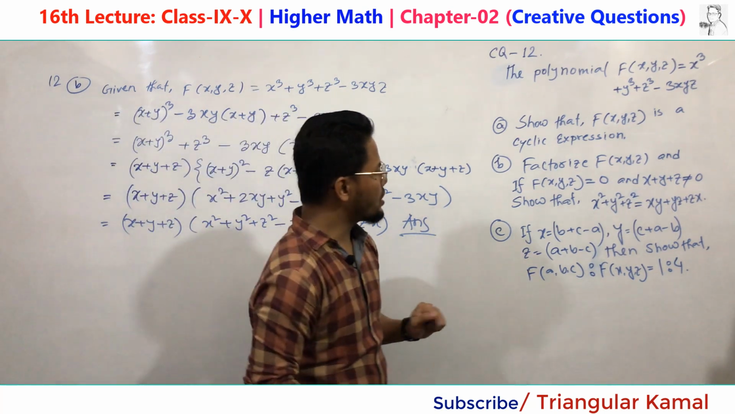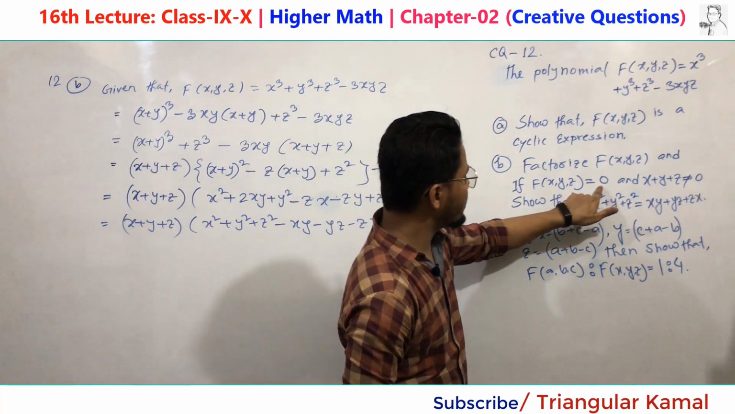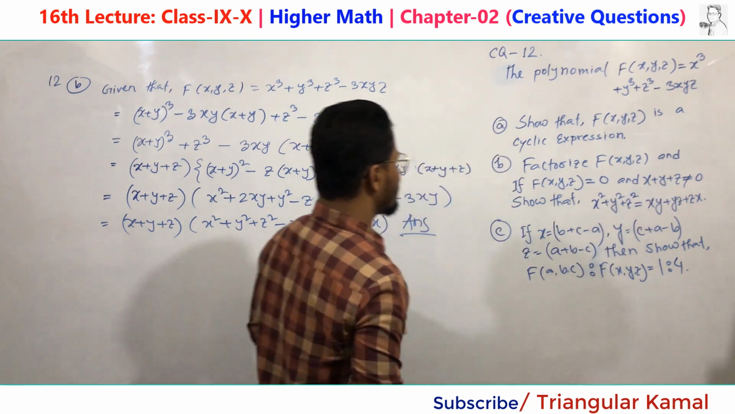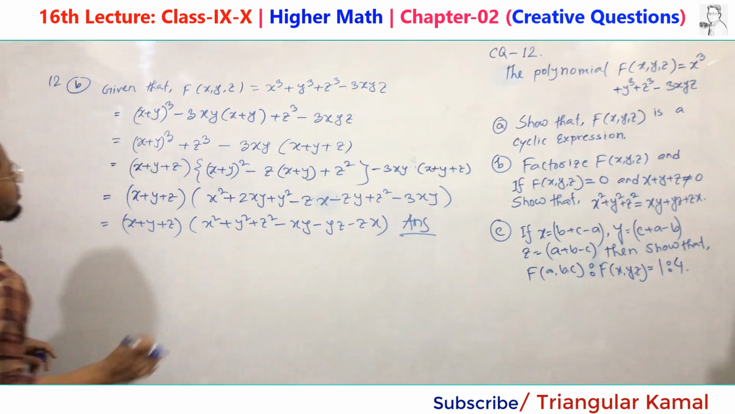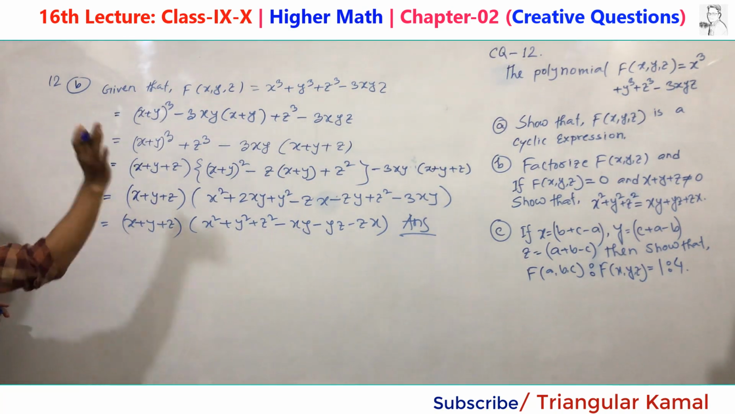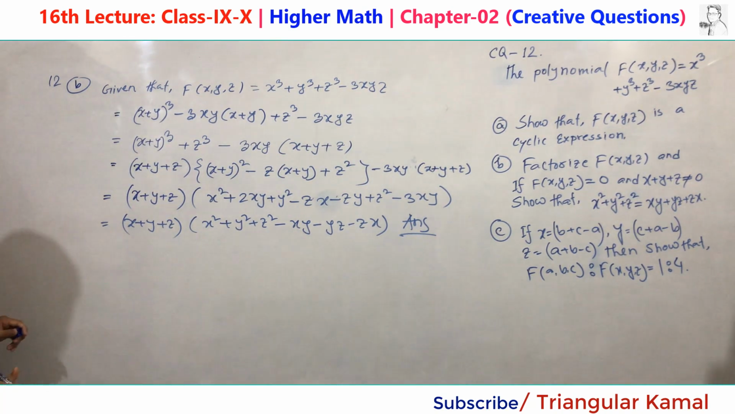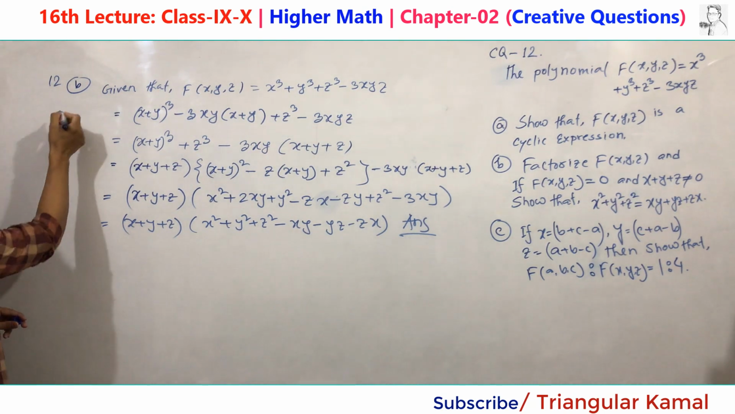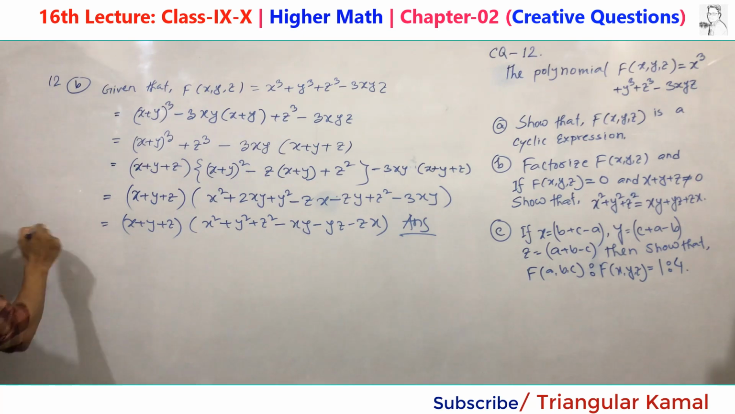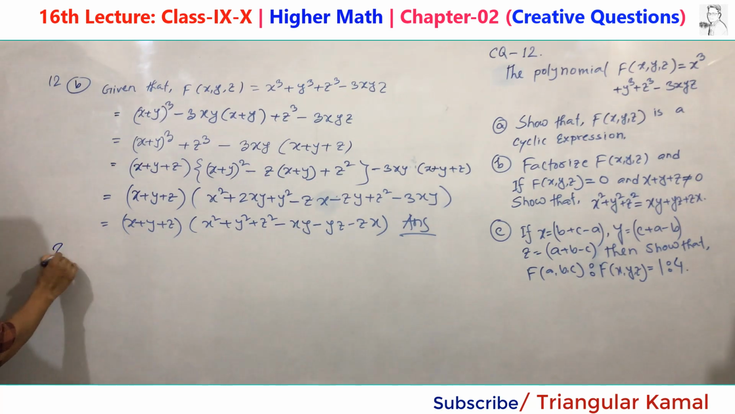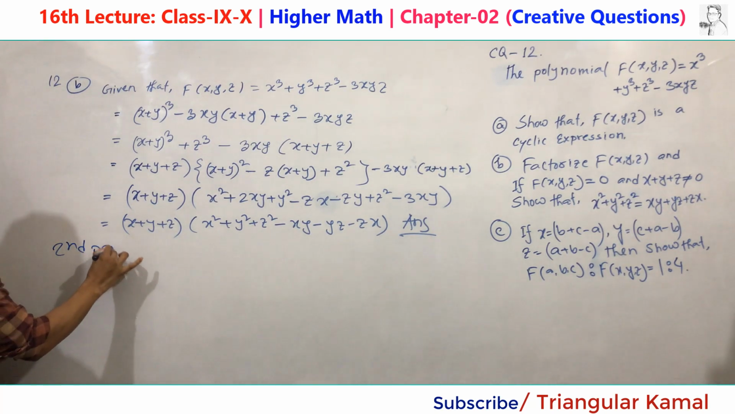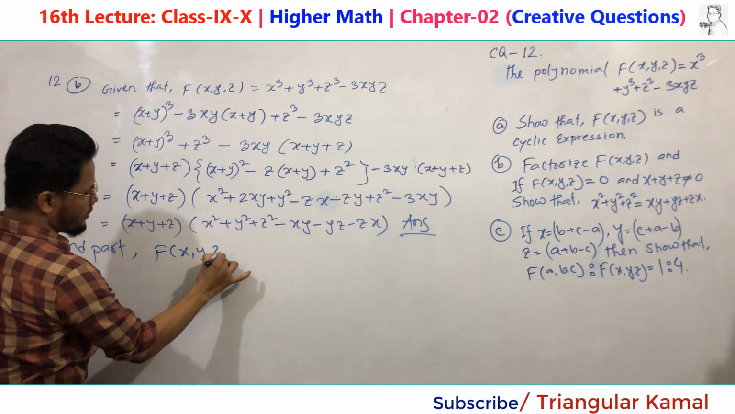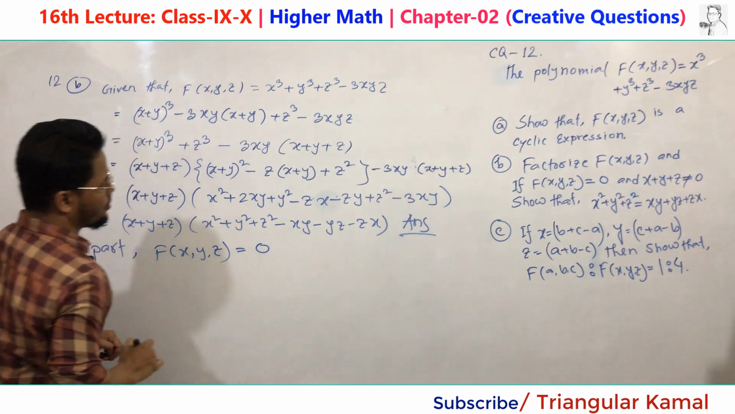Now give attention to the second part. If f of x, y, z equals 0, and x plus y plus z not equal to 0. This is our first part, it is complete. Now attention, second part. So you can write here second part. Here given f of x, y, z equals 0.